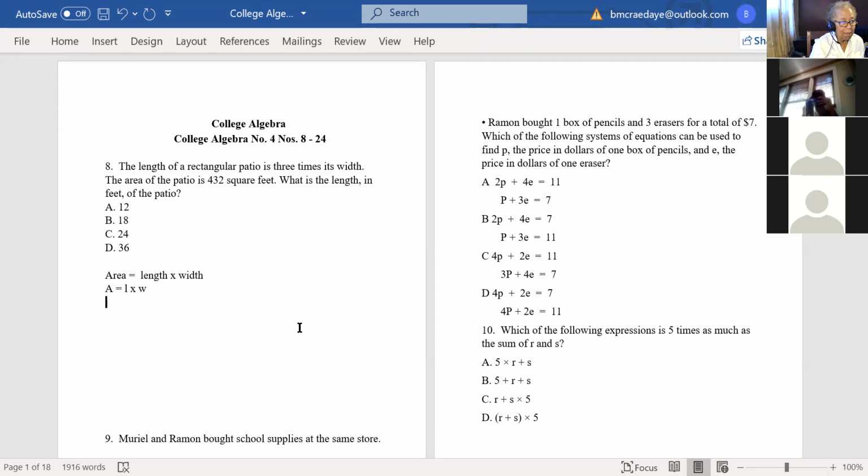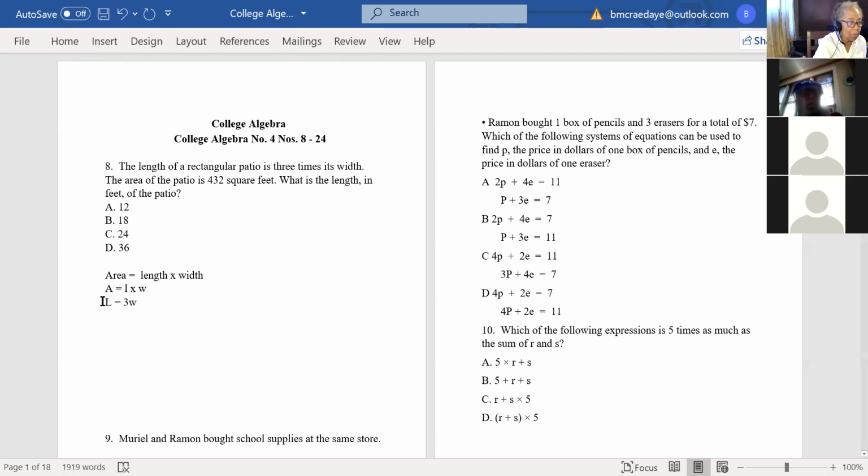All I want you to do right now, Latoya, is write "length of the rectangular patio is 3 times its width" as an equation. I'll start you off: length equals, and using W for width, so what would that be? 3W. That's it. Very good, Latoya.